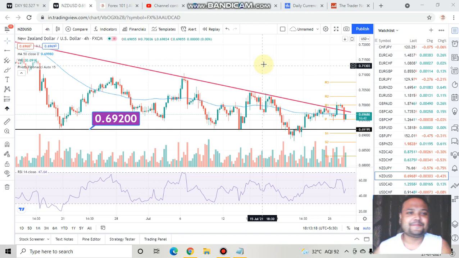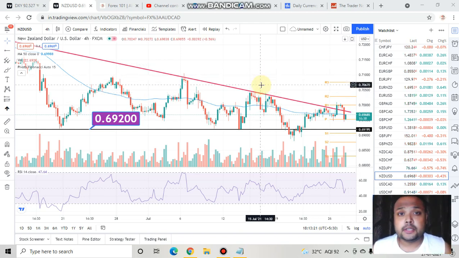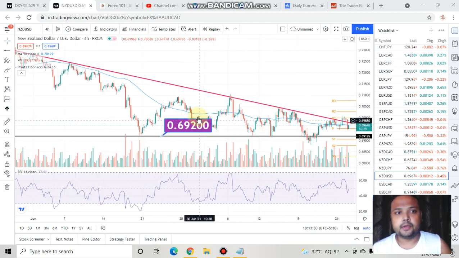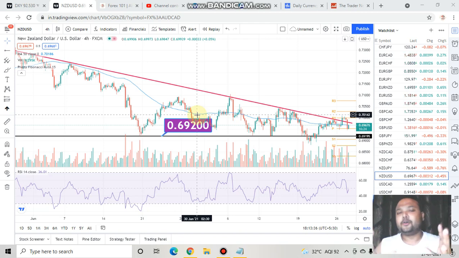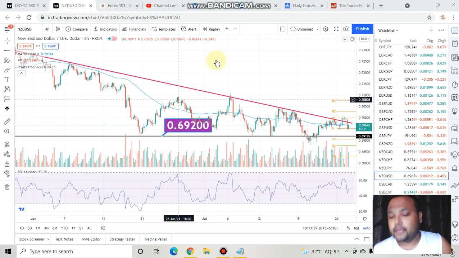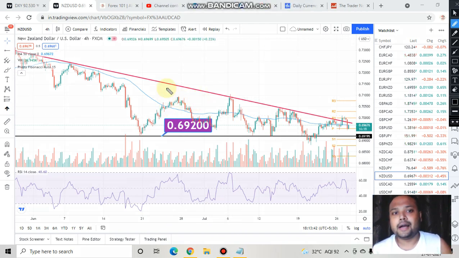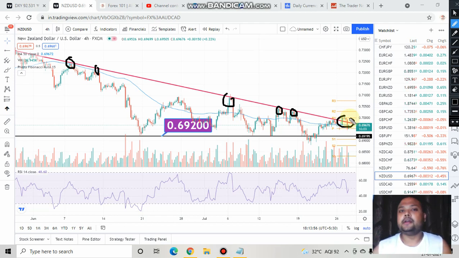So let's get started. This is the 4-hour chart of NZD USD, New Zealand dollar, US dollar in front of us right now. As you can see, I have got two lines drawn here on the chart. Let me explain. If you look at the chart, we can clearly see that this market is in a downtrend, and we get the confirmation from this lower high zone. Whenever the market is going down and trying to recover, it is failing to cross the previous high and is constantly forming lower highs here on the chart. Therefore, this market is under the influence of sellers.